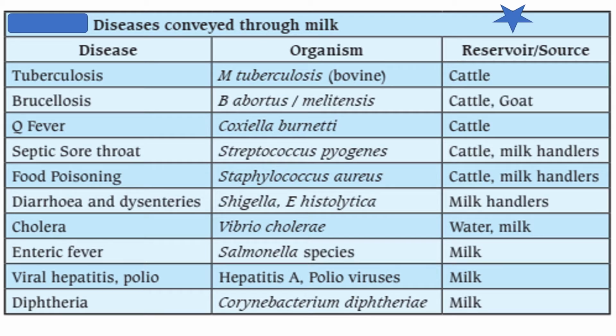Diseases conveyed through milk. Diseases are mentioned along with the organism and the reservoir or source: tuberculosis, again, brucellosis, Q fever, septic sore throat, food poisoning, diarrhea and dysentery, cholera, enteric fever, viral hepatitis, polio, diphtheria. Please read it. This is the direct duty of the physician.